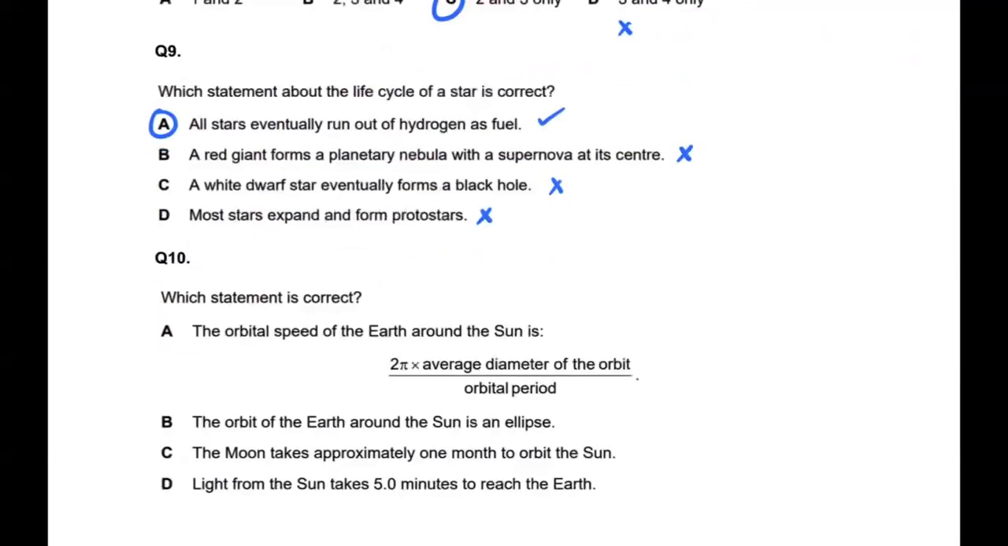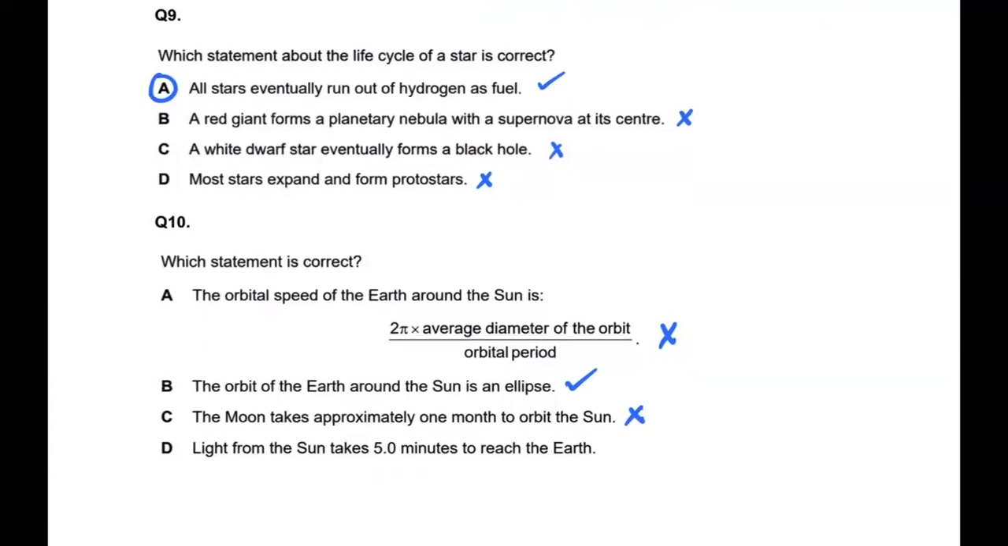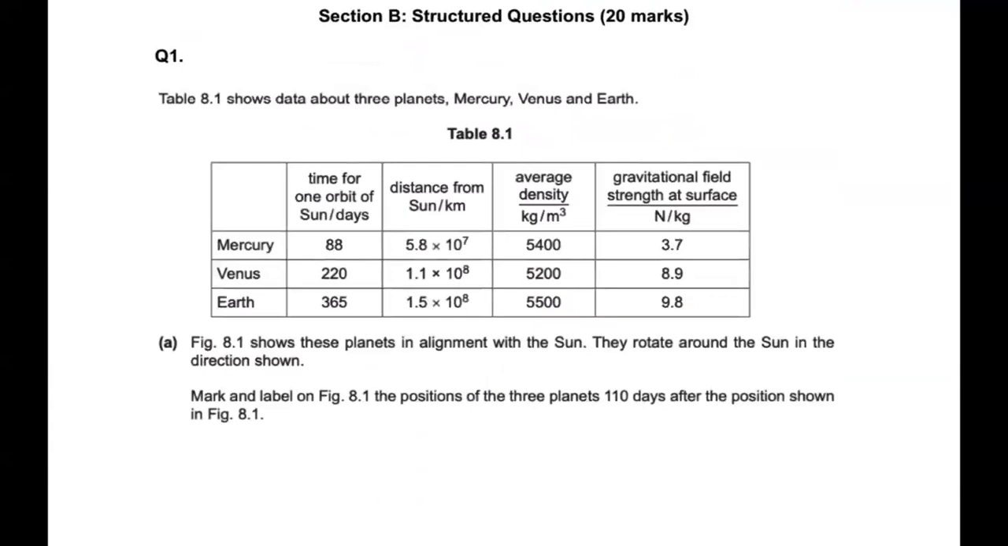Question 10. Which statement is correct? Orbital speed of the earth around the sun is given by this expression, 2 pi times average diameter. No, it's supposed to be the average radius. Orbit of the earth around the sun is an ellipse. This is true. Moon takes approximately 1 month to orbit the sun. No, it orbits the earth. Light from the sun takes 5 minutes. Again, no, it takes 500 seconds. So that's B. Let's go on to the structured questions now.